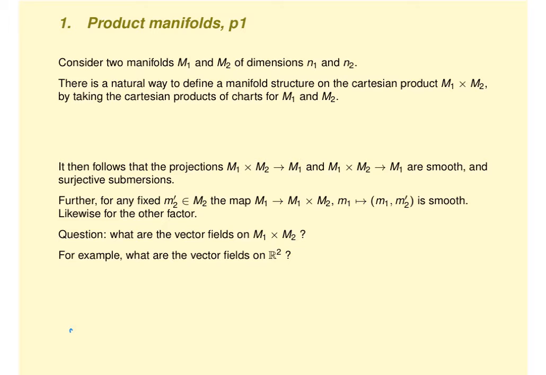So consider two manifolds M1 and M2, of dimensions n1 and n2. There's a natural way to define a manifold structure on the Cartesian product set M1 × M2 simply by taking the Cartesian product of charts. So this is pretty straightforward, but I'm going to do it.